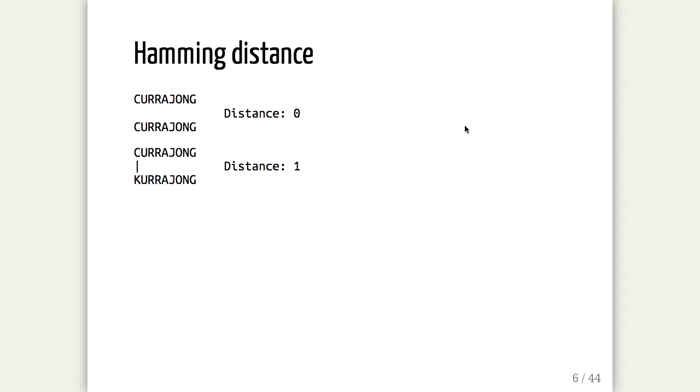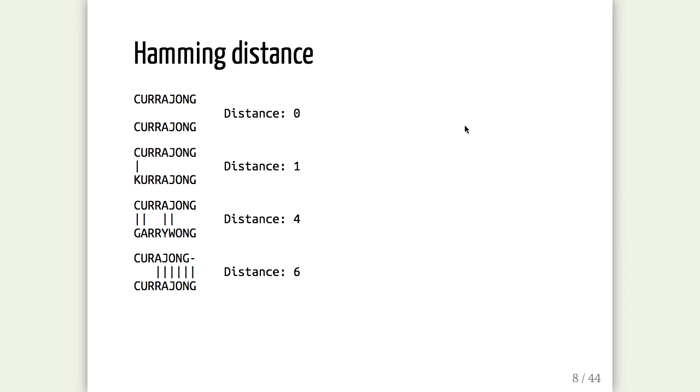If I spelled Currajong with 1 R instead of 2, we run into, I've got Currajong and Garrywong, and there we see quite clearly the Hamming distance is 4. The C is a G, the U is an A, the A is a Y, and the J is a W. And finally, if we leave out the R from Currajong, suddenly we've got a distance of 6 because everything has shifted left one letter.